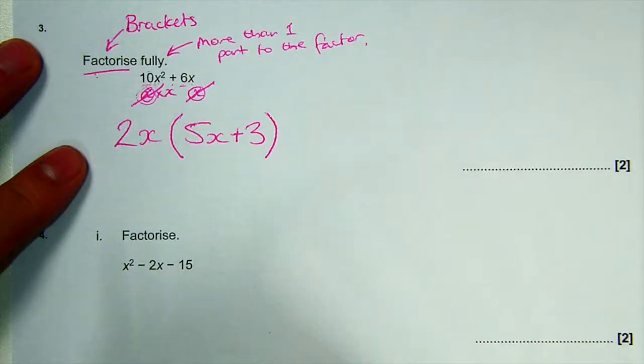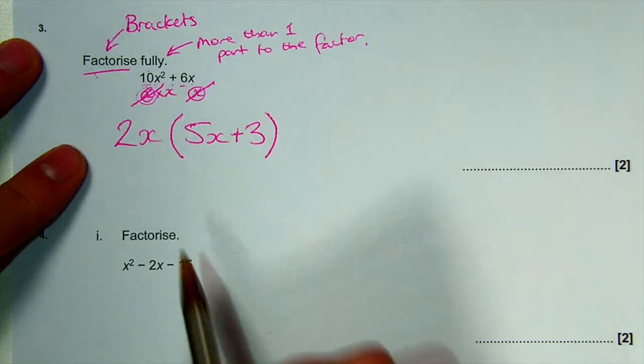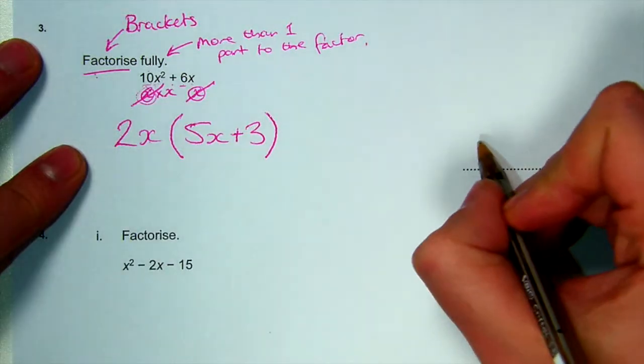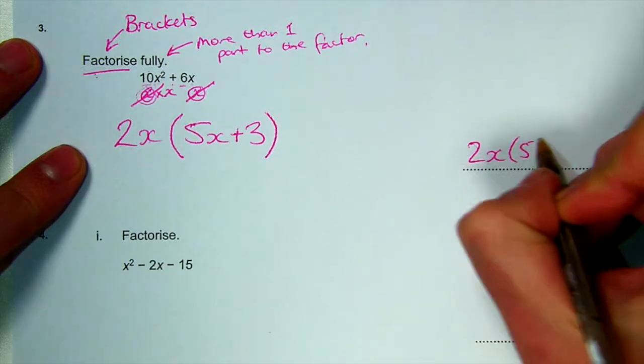Once again, you can always expand that bracket, an easy skill to check that your factorising is correct. 2x times 5x is 10x squared, and 2x times 3 is 6x. So drop that into our answer line, and we pick up 2 marks.